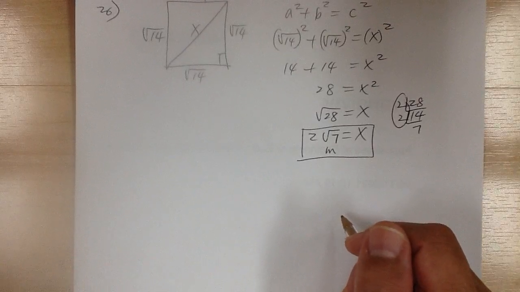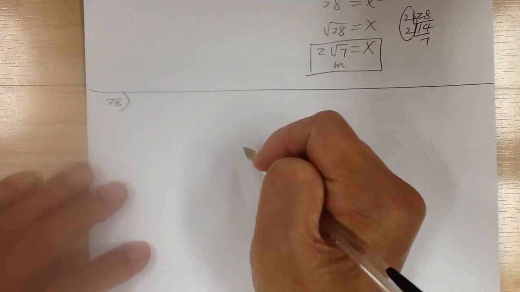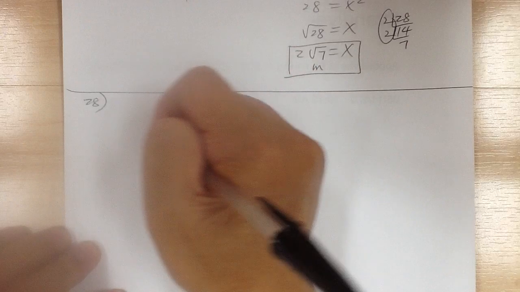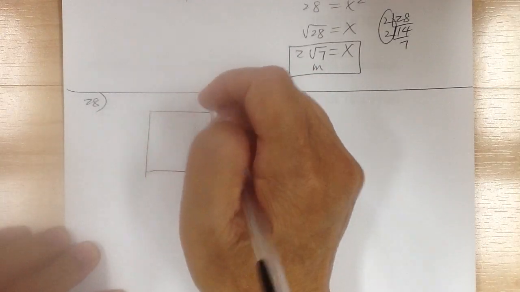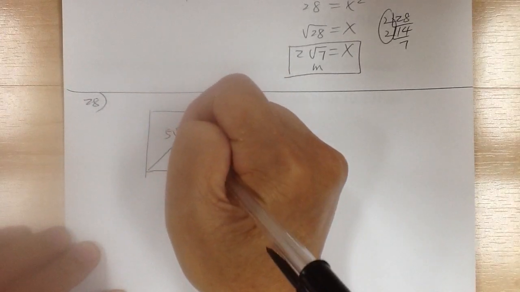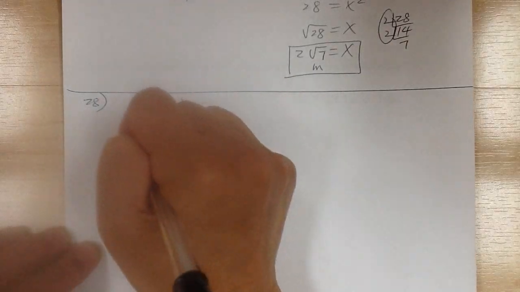Okay, let's go to the next one. Okay, 28. So it's a square, so let's go and draw the square. And the diagonal is 5 square root of 2. And from the length of each side. So it's a square, so all this would be x, right?